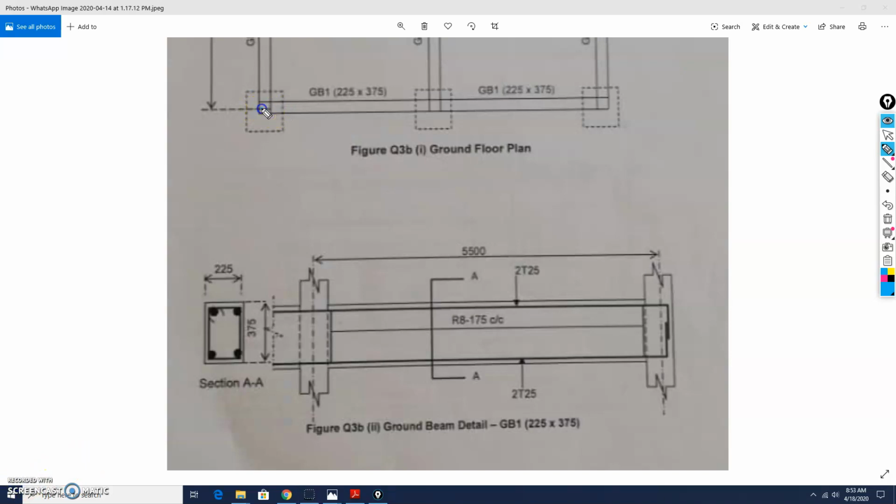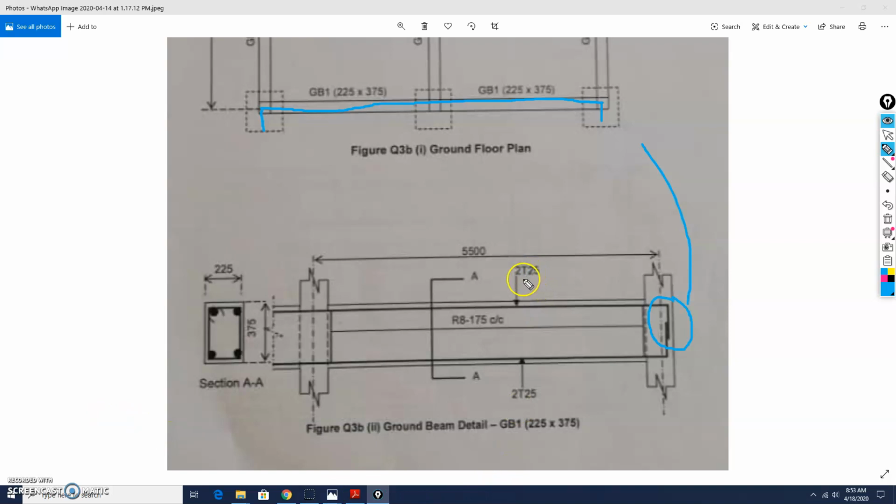So let's say this is your reinforcement. And if you look at the detail here, it will have the bend. So meaning that on this side, your reinforcement will have a bend. The same will be at this end. There will also be a bend. So in total you will have 2 bends for one reinforcement.